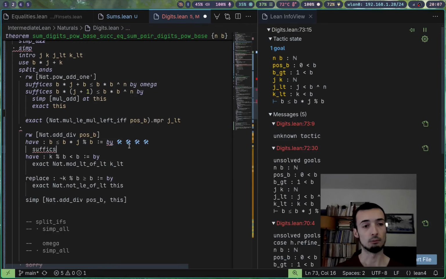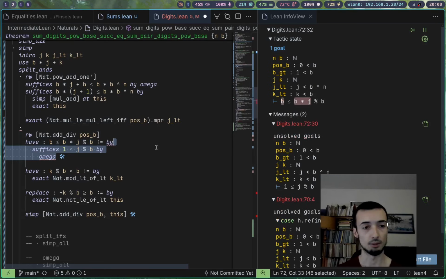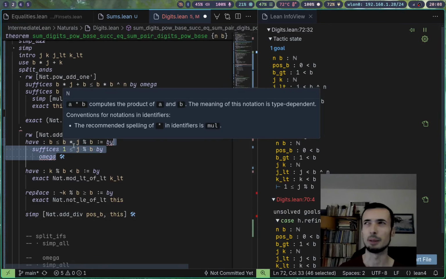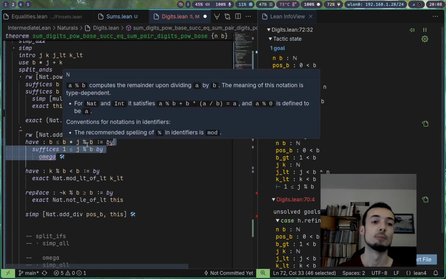Wait a minute, what's going on? Okay, so this is b mod j. So b times j mod b is, of course, not necessarily divisible by b. So instead of doing that, we're going to prove kind of the opposite here, and that is that k mod b is less than... Oh shoot, I didn't even notice this. This is b less than or equal to this whole expression.